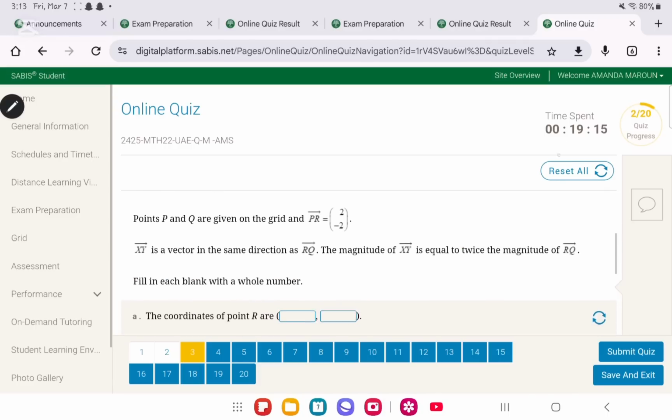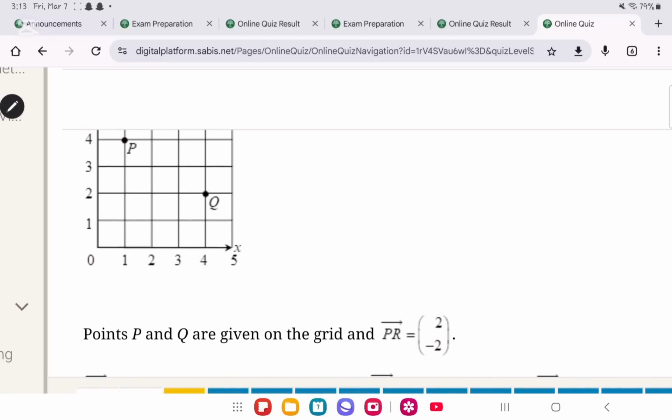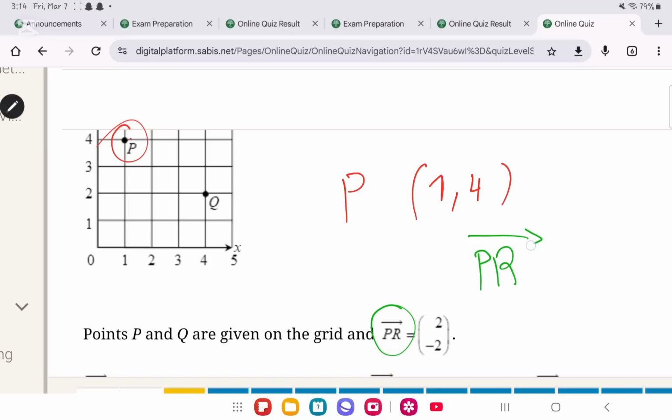Okay, in the first part, they are asking us about the coordinates of point R. What you need to know is to get the coordinates of point R. How do we get it and what do we need to do? First of all, we will look at the grid. We are given the point P. The point P, it's given on the grid. Its coordinates are 1, 4, okay? And we are also given the vector PR, which is 2 minus 2. So the vector PR, it is the point 2 minus 2, not the point, sorry. It's a vector being 2 minus 2.